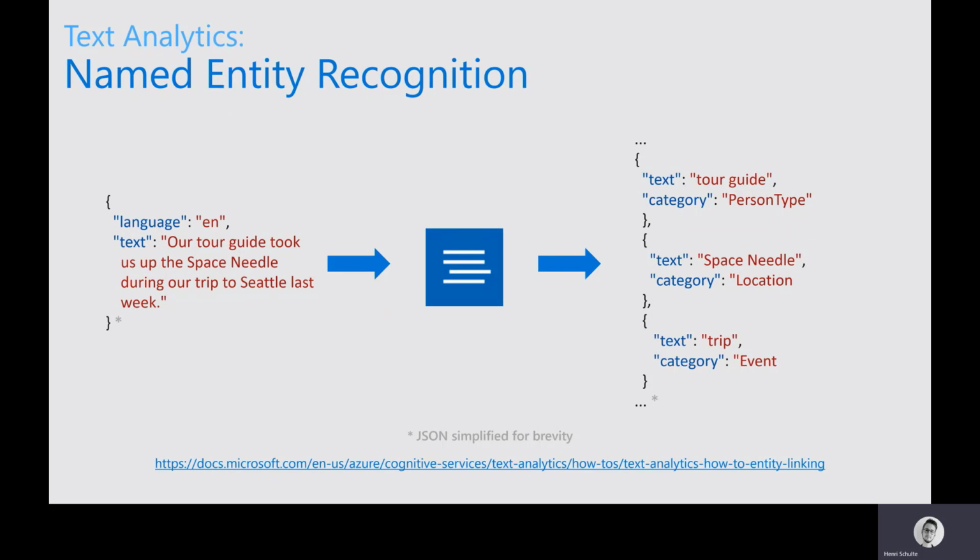Here, we provide a sentence like, our tour guide took us up the Space Needle during our trip to Seattle last week. And we'll get a number of identified entities. So, for example, the tour guide is a person, the Space Needle is a location, the trip is recognized as an event.